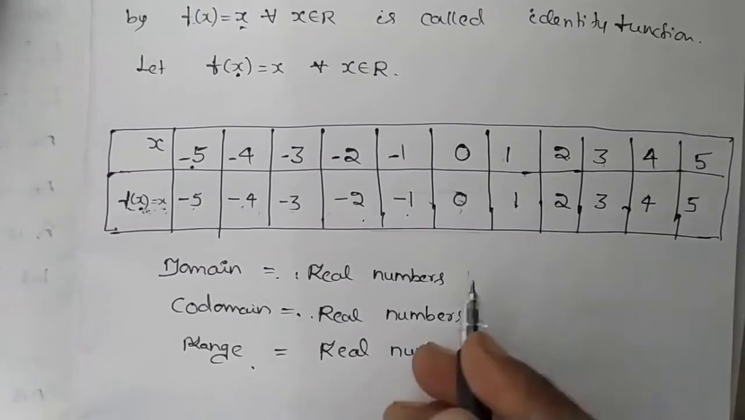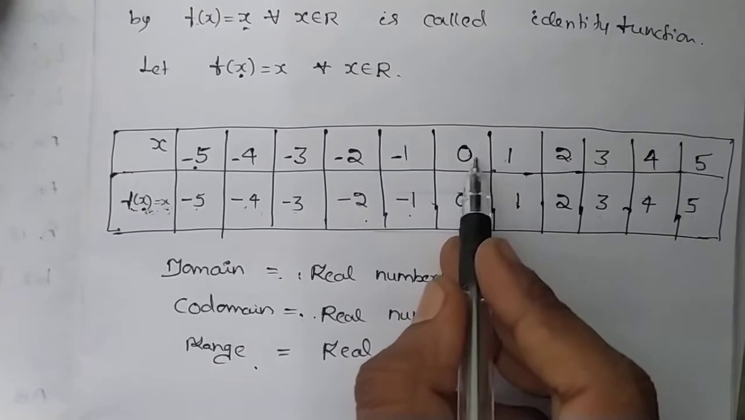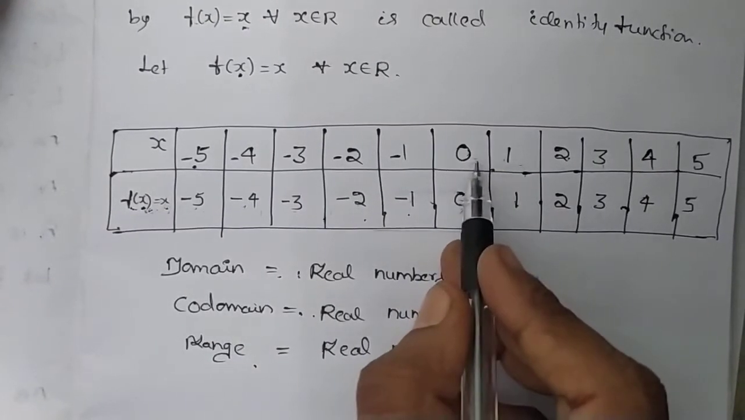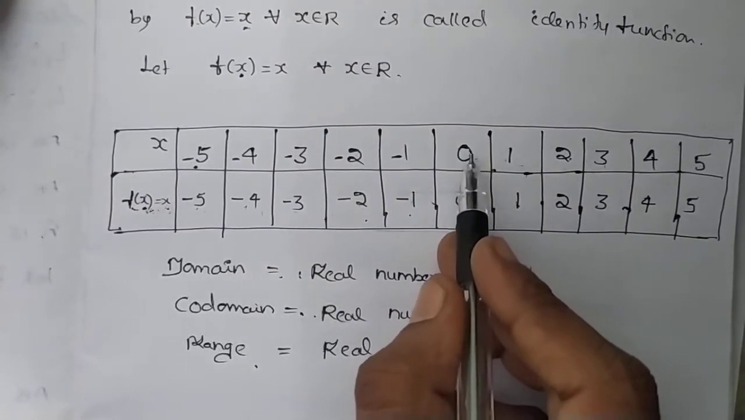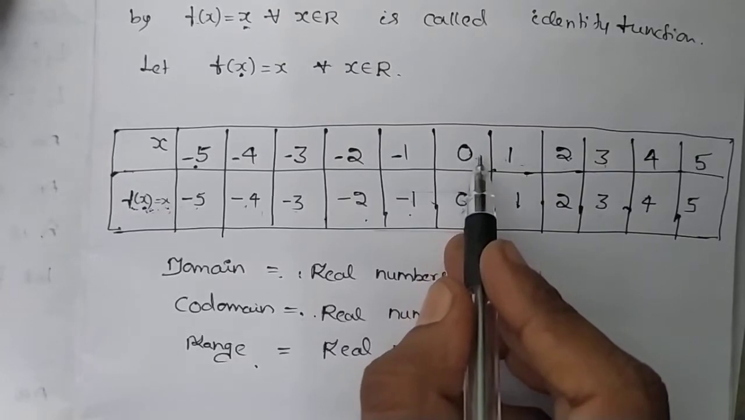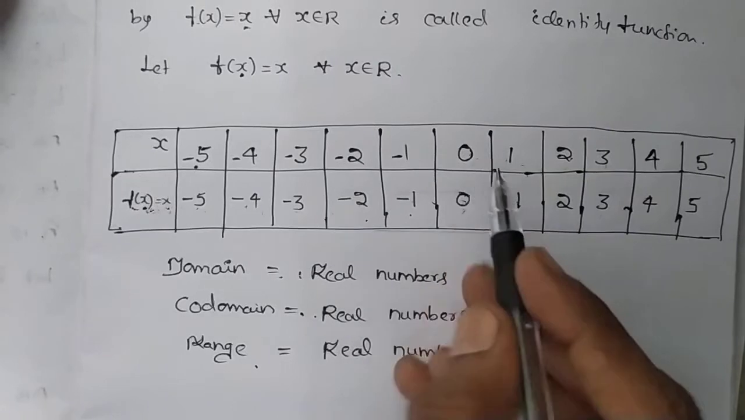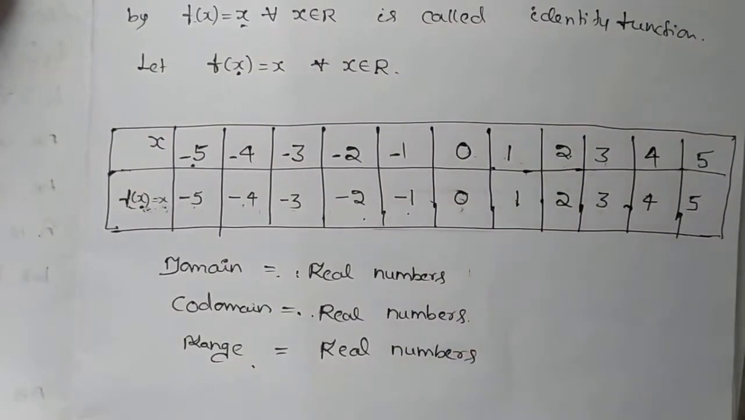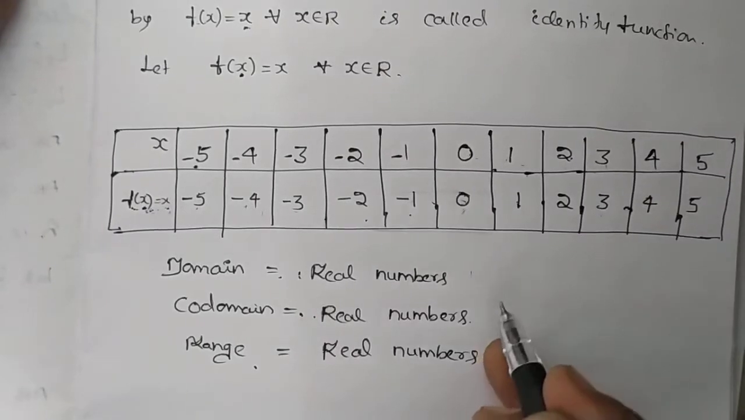How is the range also real numbers? Suppose we take decimals. Between 0 and 1 you can take any decimal. Suppose we take 0.5, then f of x is also 0.5. You just plot a graph, draw a point in between, and we will get 1 point. If you want, you can verify it at your home.